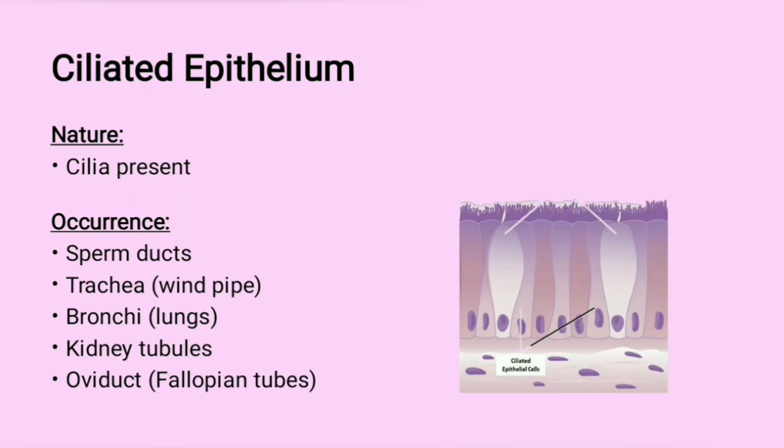The ciliated cuboidal epithelium tissues are mainly found in your sperm ducts. It is also found in the lining of the trachea. Trachea is also known as the windpipe. It has a pipe-like structure which connects your nasal chamber to your lungs. So it is also made up of ciliated epithelium tissues. Other than that, the bronchi present in your lungs, your kidney tubules and oviducts, all these structures also have ciliated epithelium tissues.